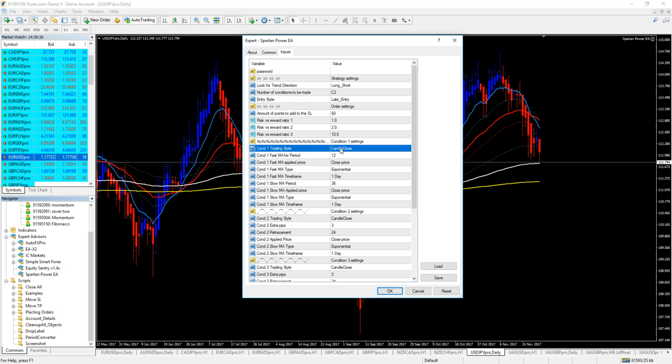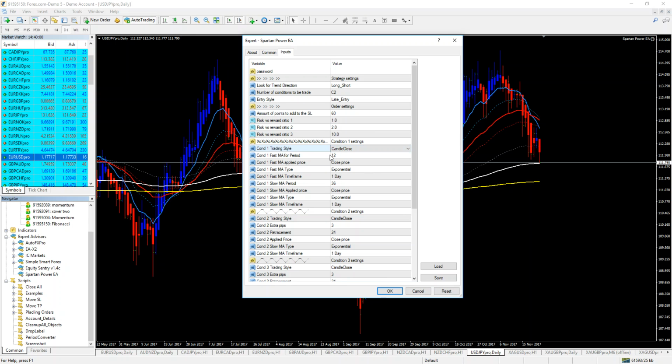Condition 1 trading style means the candle close. Okay, let me explain this. As Spartans, we are waiting for the candlestick to be closed in order to enter a trade. That will happen in all the major time frames, mostly 1 hour, 4 hours, and daily charts. Immediately means the EA will place the trade immediately when the condition is met, and this will be used basically when you are entering on the lower time frames like the 5 minutes or the 15 minutes.